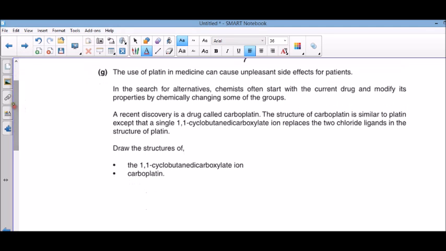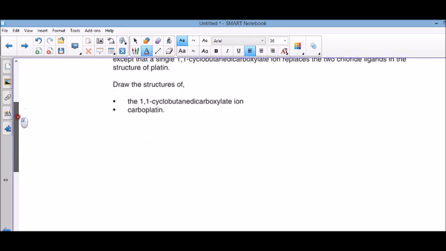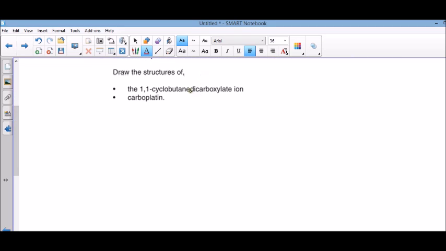In part G, so we've got unpleasant side effects of patients. If you were to go into drug research, then this is what would happen. You could start with the current drug and then modify its properties by changing some of the functional groups in it. And then we've got a recent drug called carboplatin, and the structure of carboplatin is similar to platin, except that a single 1,1-cyclobutane dicarboxylate ion replaces 2 chloride ligands in the structure of platin. Okay, so draw the structure of 1,1-cyclobutane dicarboxylate ion.